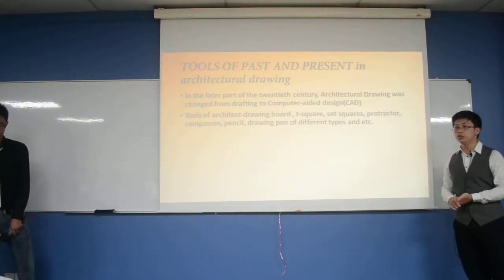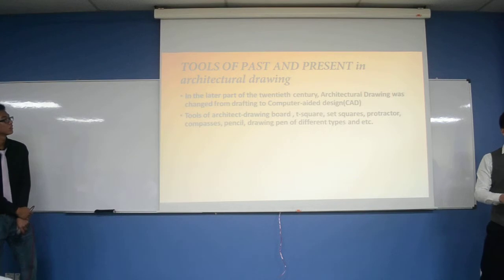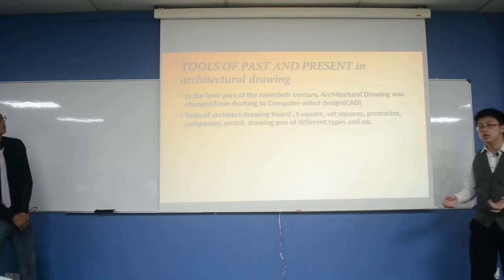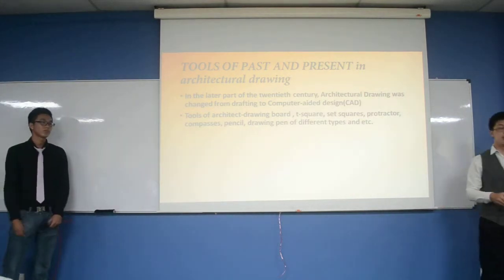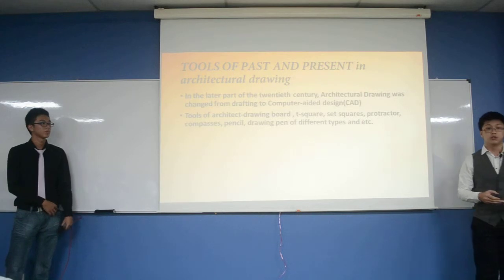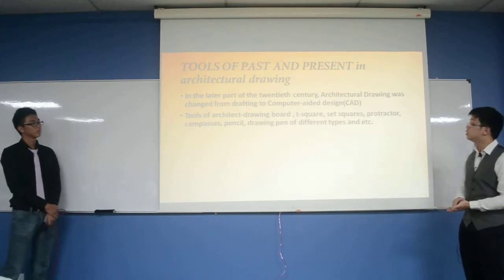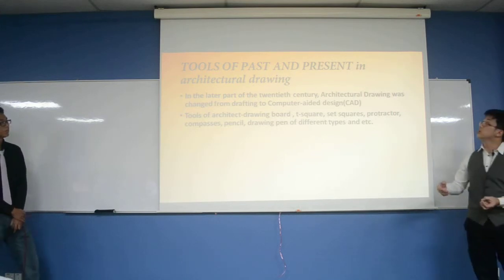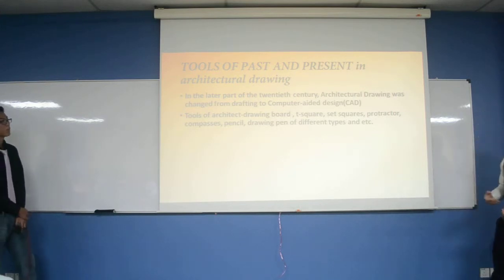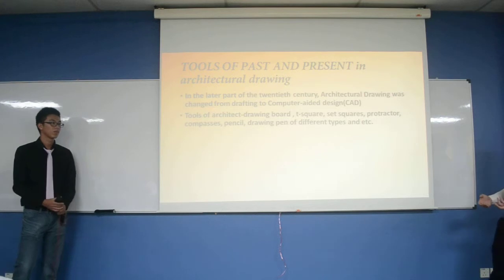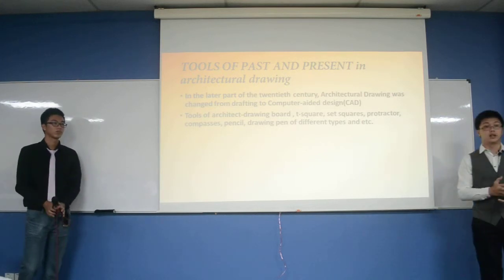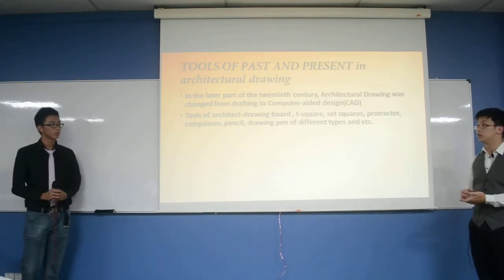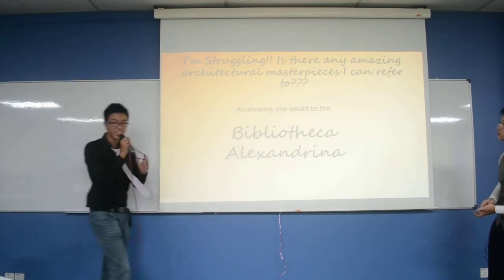And now, the tools that architects used in the past are different from those of modern architects. In the past, you could say they were more manual. For example, they used the T-square, set squares, protractors, compasses, pencils, etc. But in the present, we use computer programs like computer-aided design, CAD, as people know it to be.